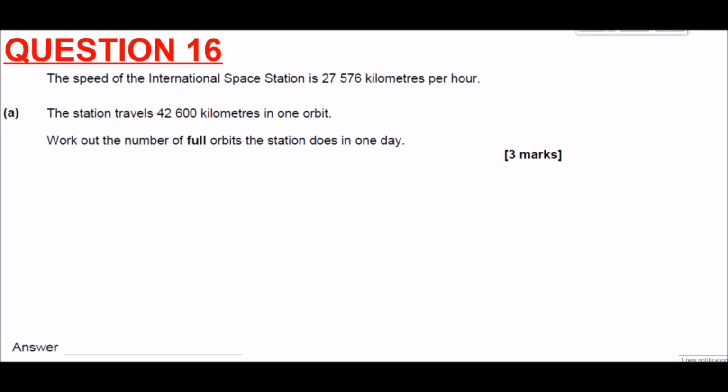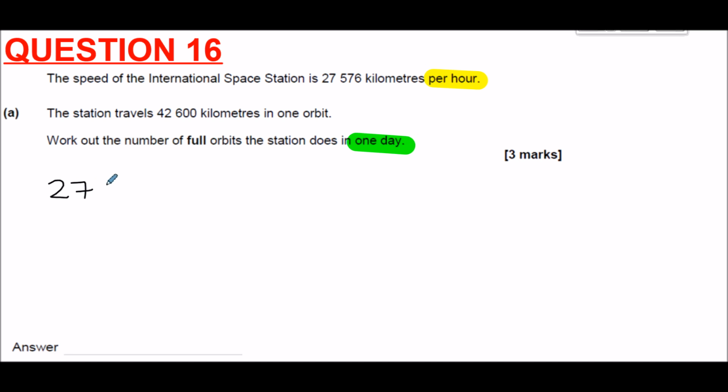Question 16, we've got the speed of the International Space Station, which is 27,576 kilometers per hour. We're also told that the station travels 42,600 kilometers in each orbit. We need to work out the total number of full orbits the station does in one day. First of all though, we're given a speed per hour. So we've got a different unit of time here. One's mentioning days, the other's mentioning hours. The question is asking us the number of full orbits in 1 day. So we'd be interested in changing how far it travels in hours to how far that would be in days.